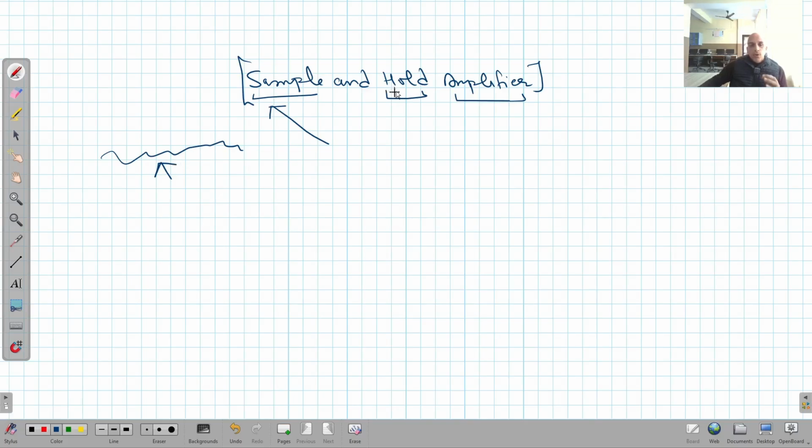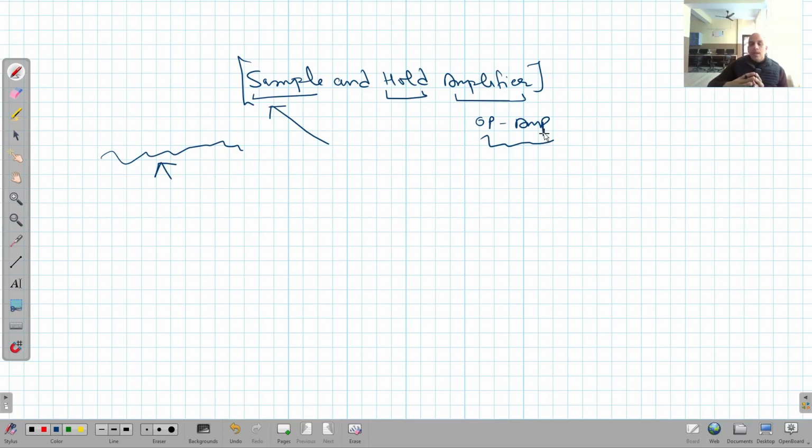Now hold. Hold means this will hold these samples for a particular time, and amplifier means we are going to use an amplifier in this circuit also. Obviously, it will be an operational amplifier, right? In total, I can say that this is a circuit that uses an operational amplifier to take the samples of an analog signal or a continuously time varying signal, and then it is capable of converting that signal into its corresponding digital format.